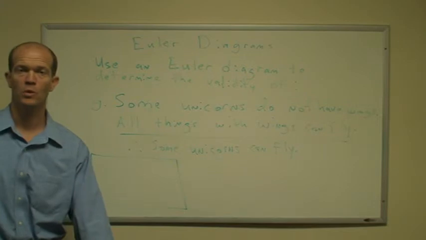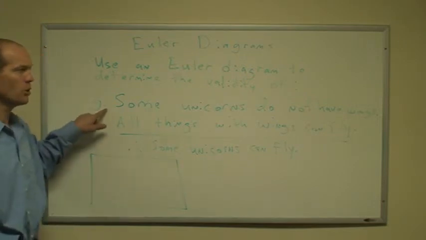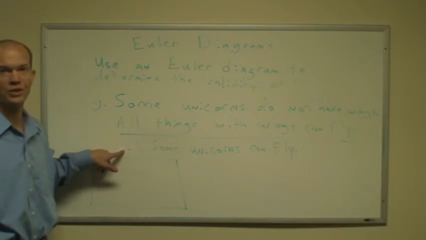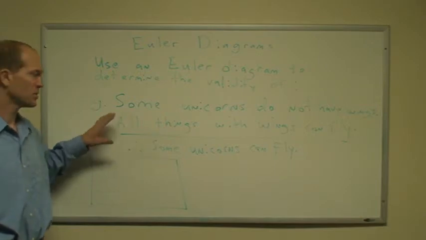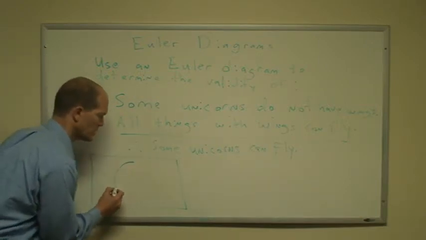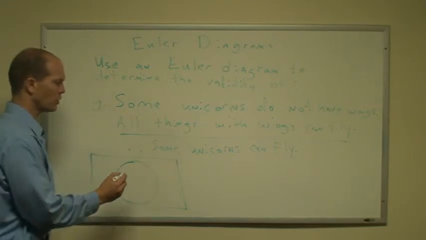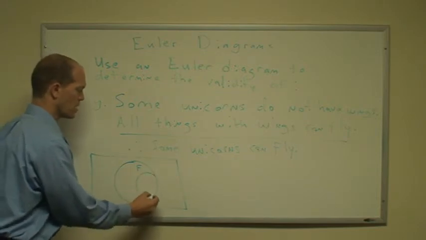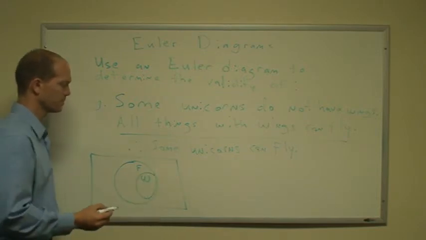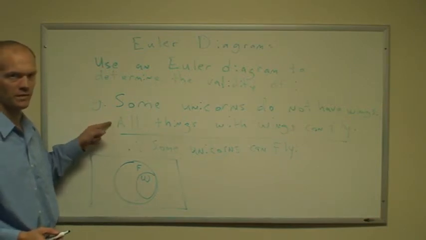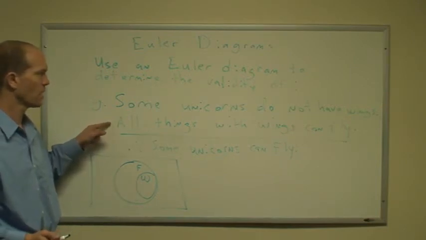The last example we'll consider is the argument, some unicorns do not have wings. All things with wings can fly, therefore some unicorns can fly. Breaking this argument down, let's first look at the second premise, all things with wings can fly. What that's going to imply is that we have a circle representing things that can fly, within which there are some things with wings. That is, if it has wings, then it can fly.